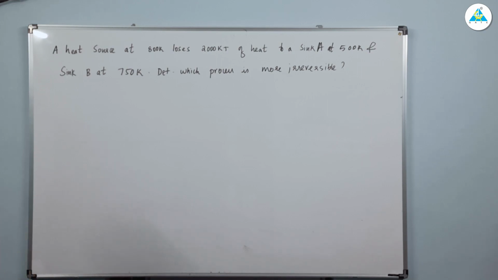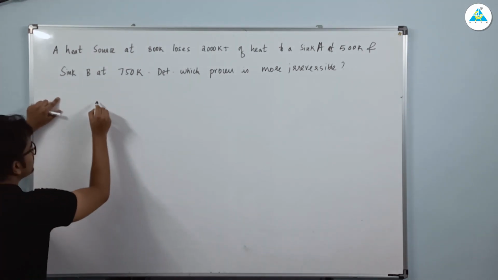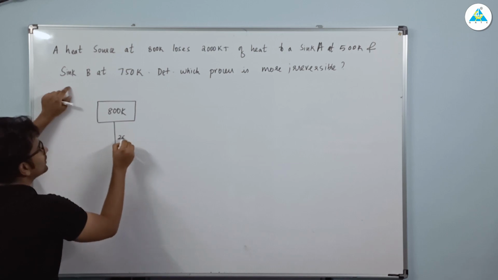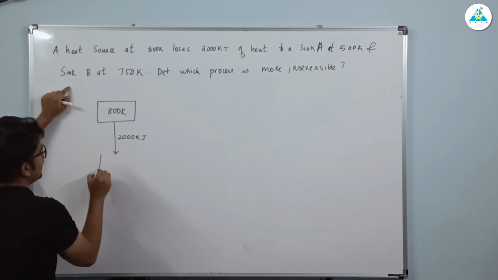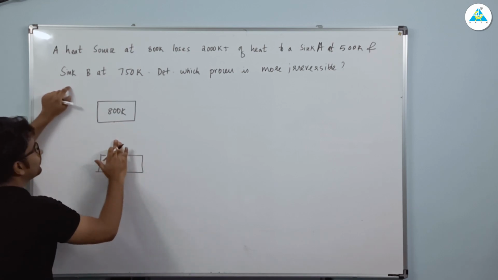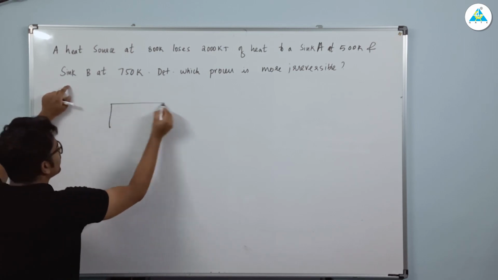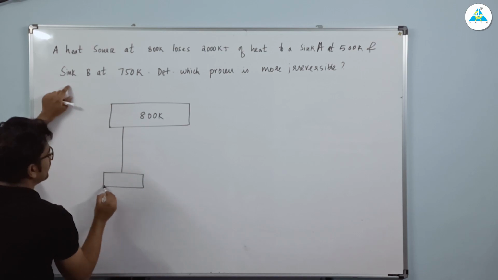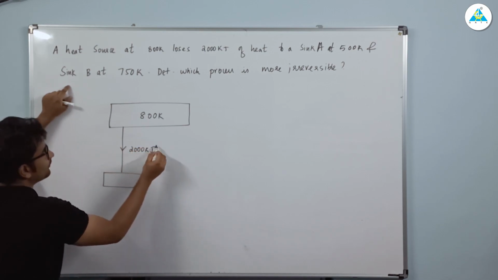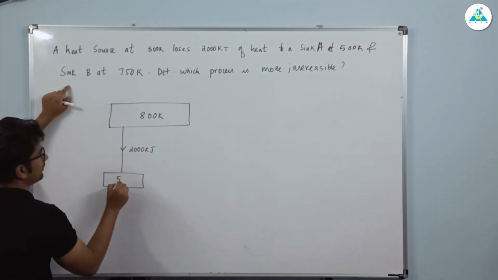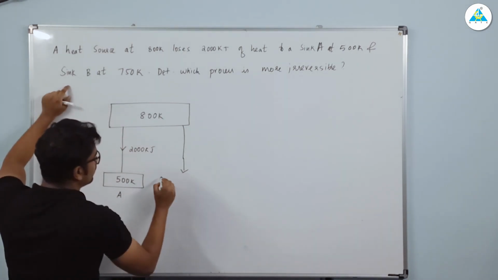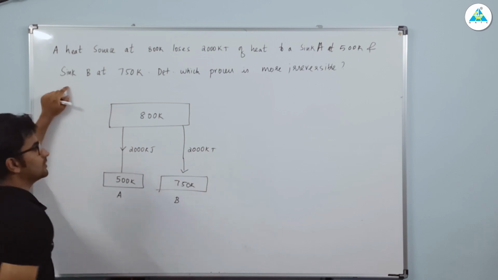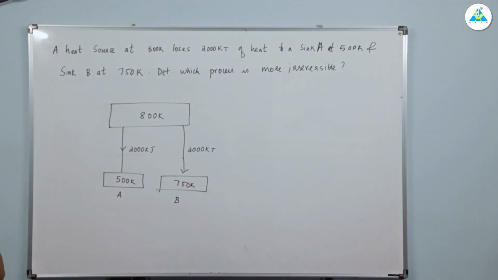Heat source at 800 Kelvin loses, so I am drawing the diagram. This is a textbook question, not a GATE problem. It loses 2000 kilojoule of heat to a sink A at what? And again I will draw it once again. This is our heat source which is at 800 Kelvin. It is losing heat at a rate of 2000 kilojoule to a sink A which is at a temperature 500 Kelvin and sink B at 750 Kelvin, same amount of 2000 kilojoule. Now, which process is more irreversible, A or B?